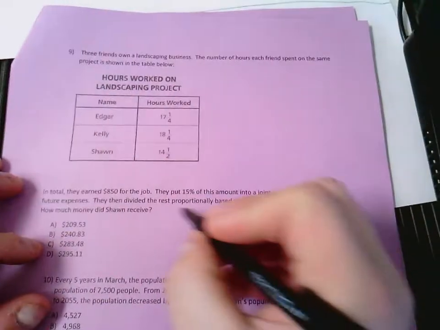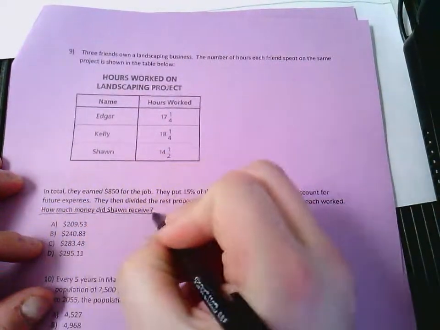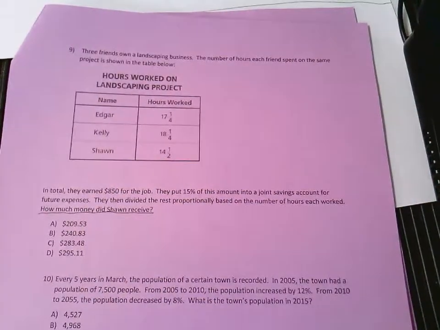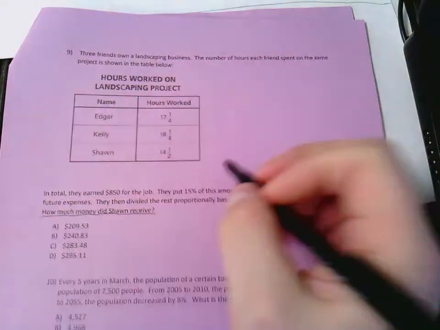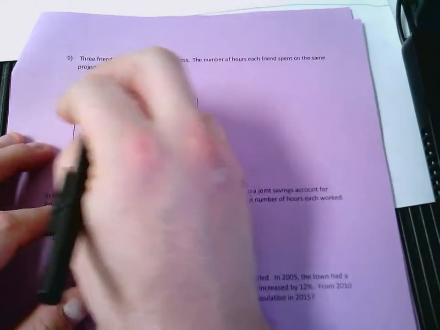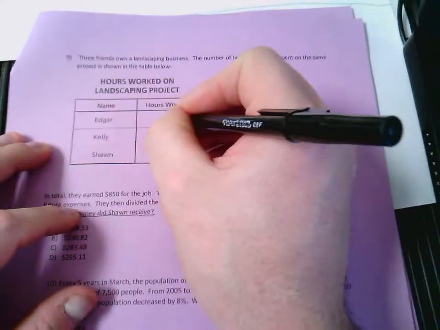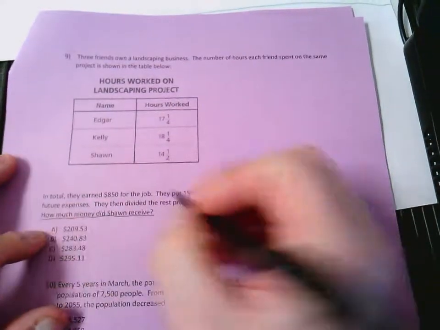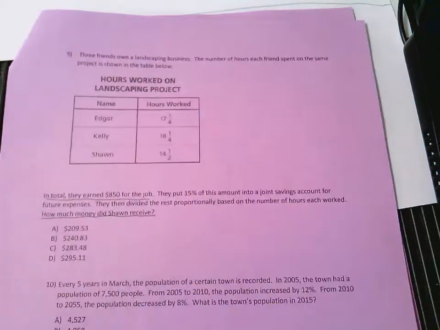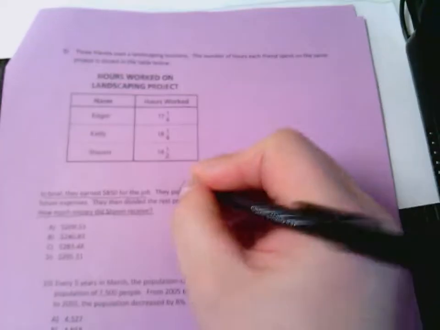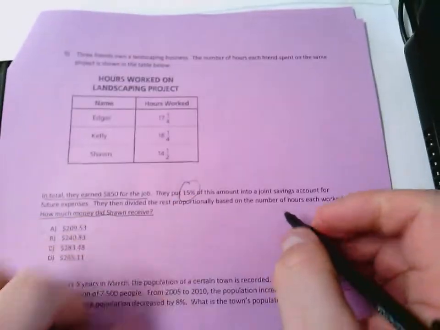Right. How much did Sean receive? We actually did this problem in the book at one point earlier in this module. Three friends own a landscaping business: Edgar, Kelly, Sean. Hours worked are listed before. In total, they earned $850 for the job. They put 15% of this into a joint savings account.